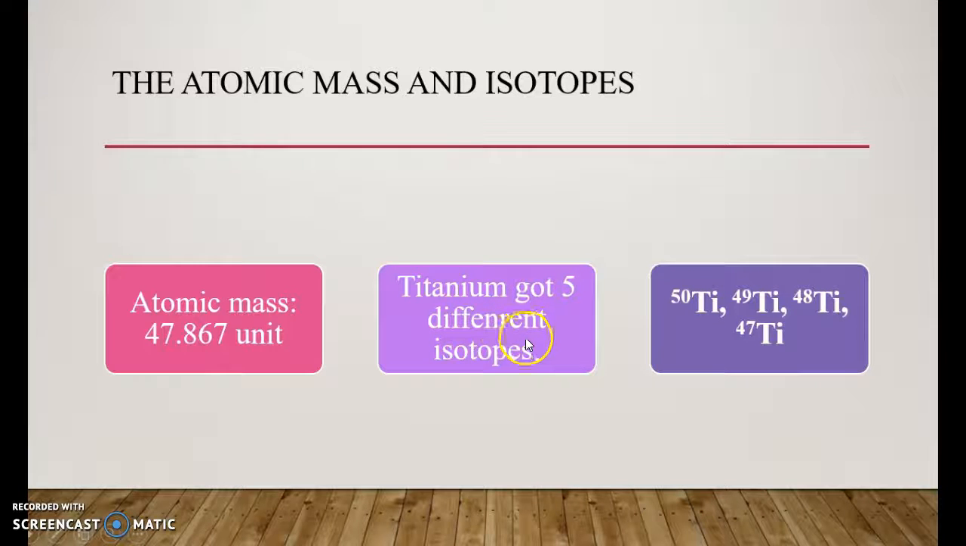Titanium has 5 different isotopes, and here you can see some examples of them. The first is titanium-50, then titanium-49, titanium-48, and titanium-47. And that's 4 of the 5 different isotopes.